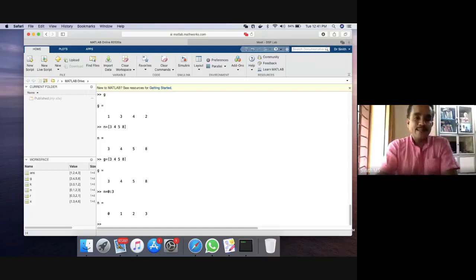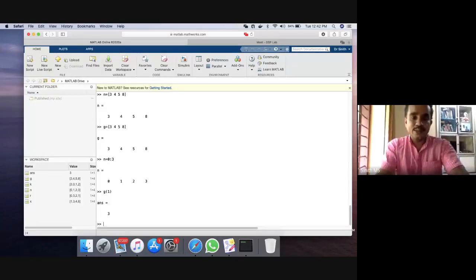In G equal to 3, 4, 5, 8, G of 1 will be 3 instead of G of 0 that we consider as 3. And we consider G of 1 as 4, but MATLAB considers it as G of 2. Similarly, 5 is G of 3 and 8 is G of 4. So if you want to get 3, you have to give G of 1. So if I put G of 1, you get 3. G of 2 will be 4 because G is 3, 4, 5, 8.